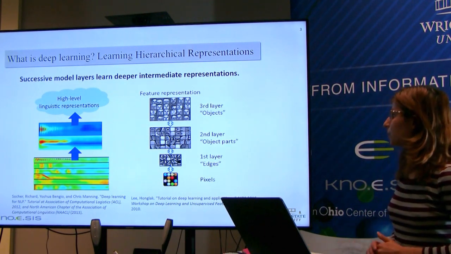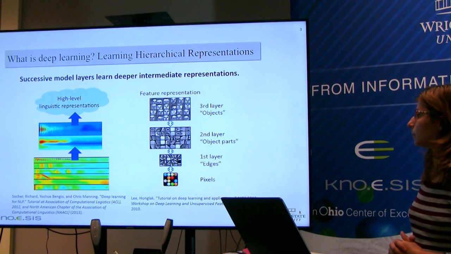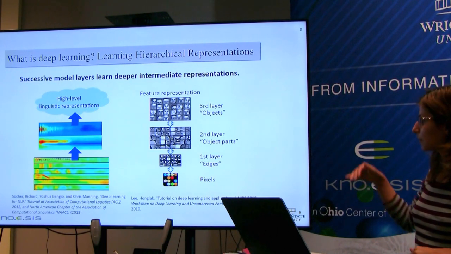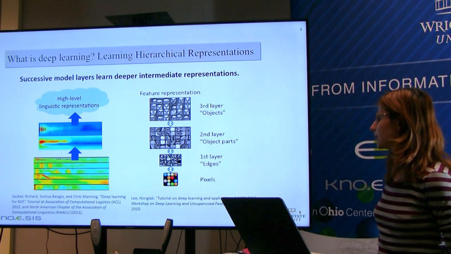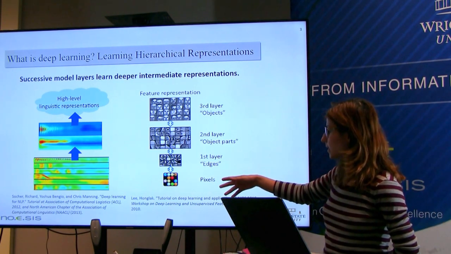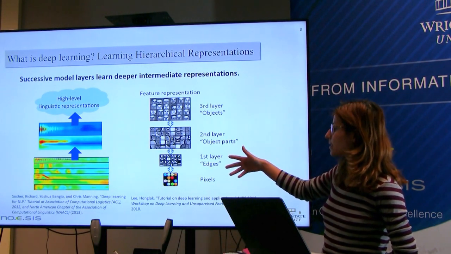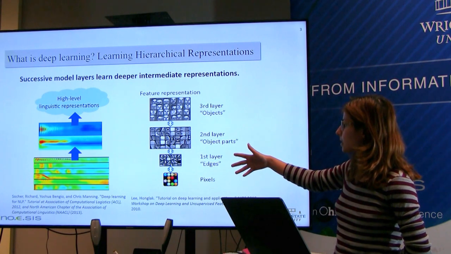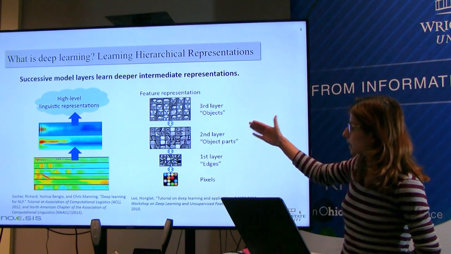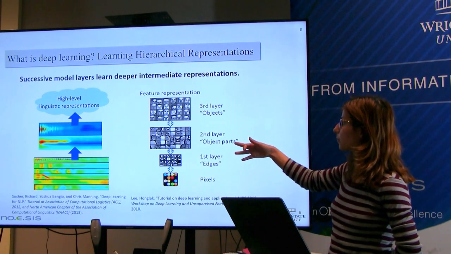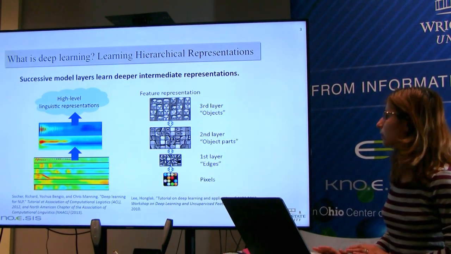As you can see from the picture, for example, image recognition, deep learning roughly works like this. In the first layer, we have the pixels as an input. In the first hidden layer, we will detect the edges. After that, in the second hidden layer, we will detect the object parts. And finally, in the third layer, we will detect the whole object.